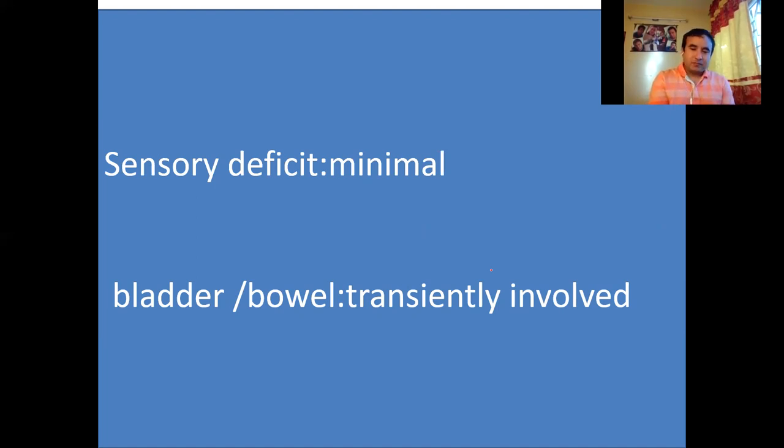Okay, regarding the bladder and bowel, they can have bladder and bowel involvement for the initial 3 to 4 days, but later on there is no bladder and bowel involvement. So persistence of bladder and bowel involvement is against GBS, and persistence of bladder and bowel involvement favors the diagnosis of transverse myelitis, which is one of the closest differentials of this condition.